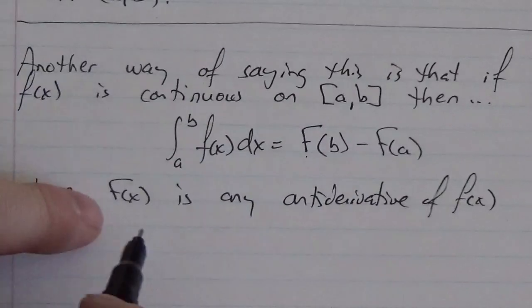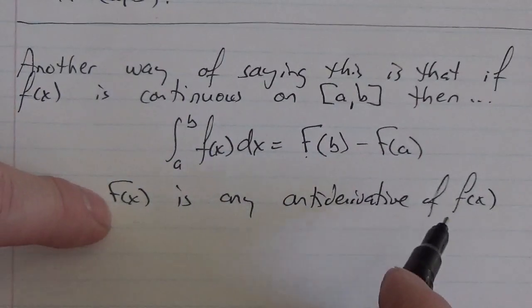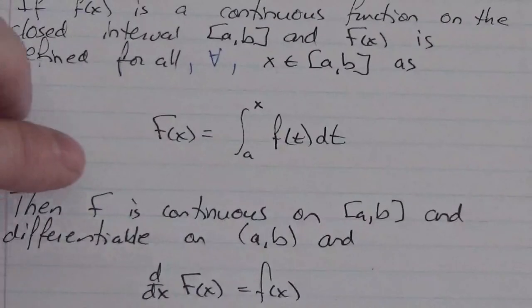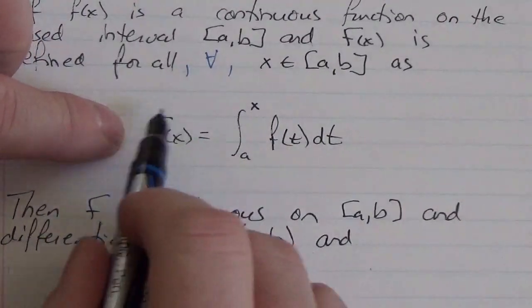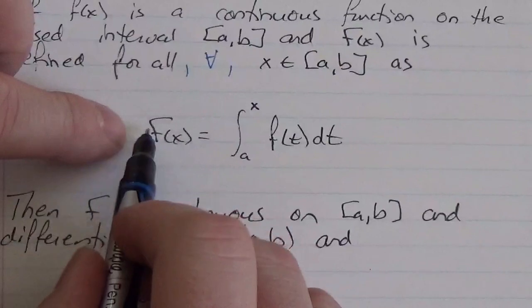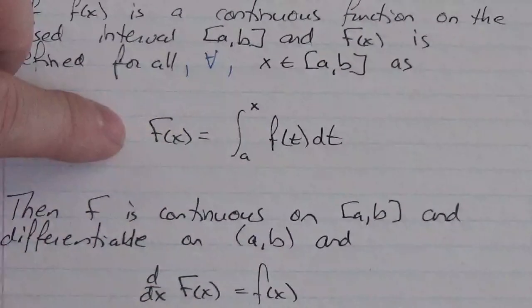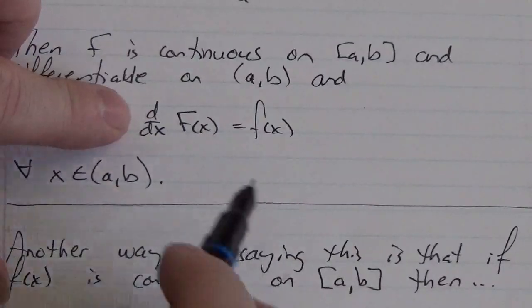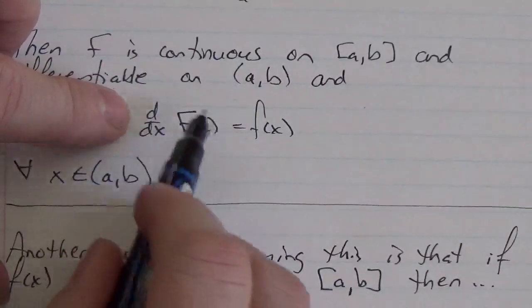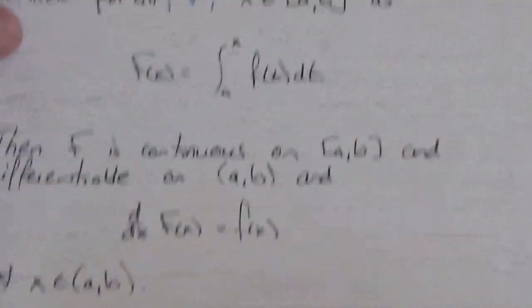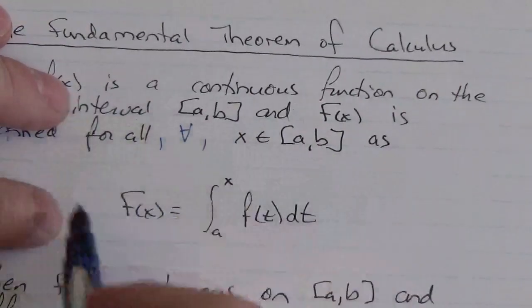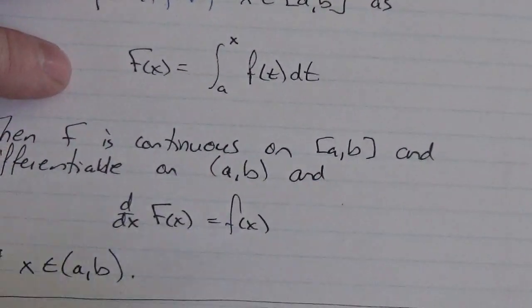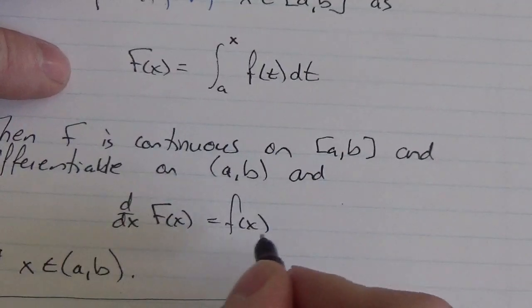If we just assume that capital F of x is an antiderivative of little f of x, let's go back up to what this is saying. The derivative here, capital F of x, is equal to this right here. And then when we take the derivative of that function, we're going to go back to f of x. So basically what we're saying here is that if you take the derivative of this, the fundamental theorem says that you're going to get little f of x.